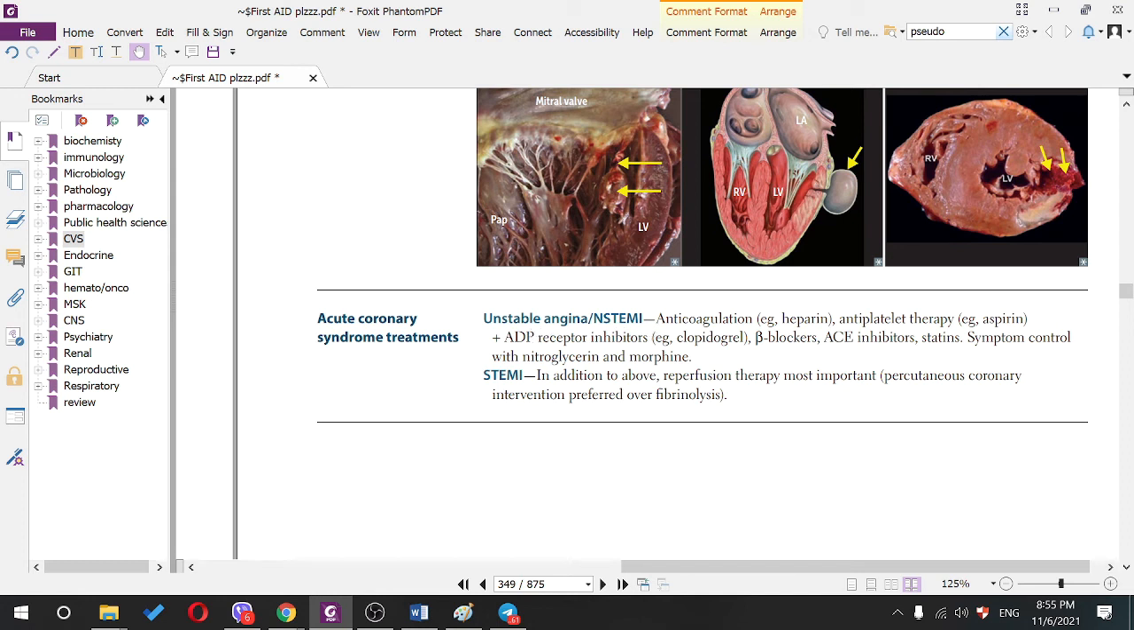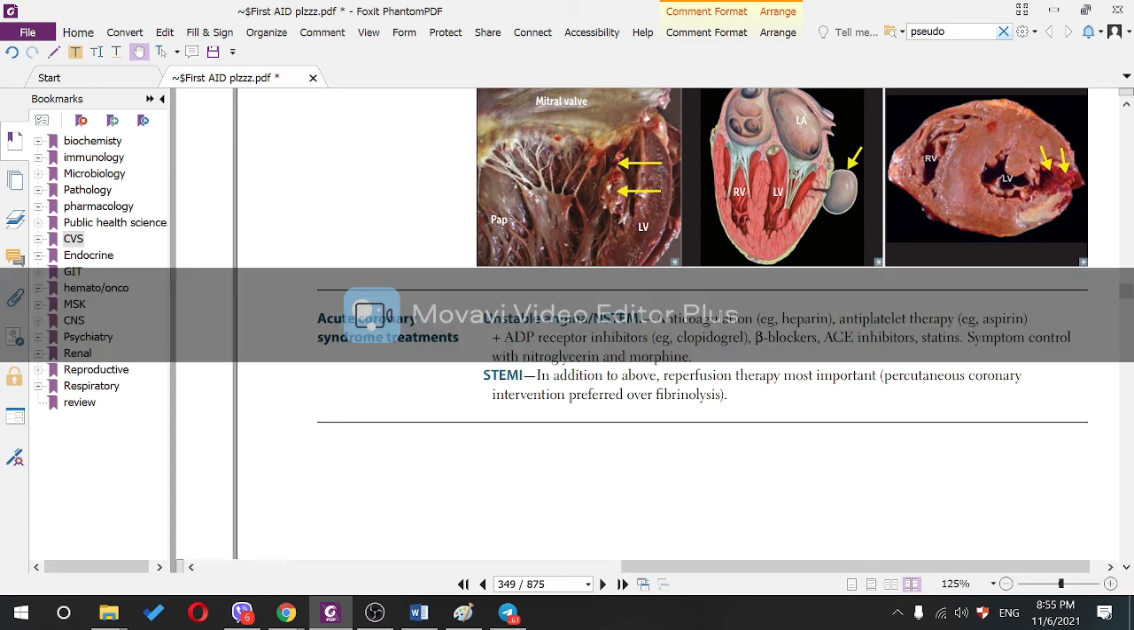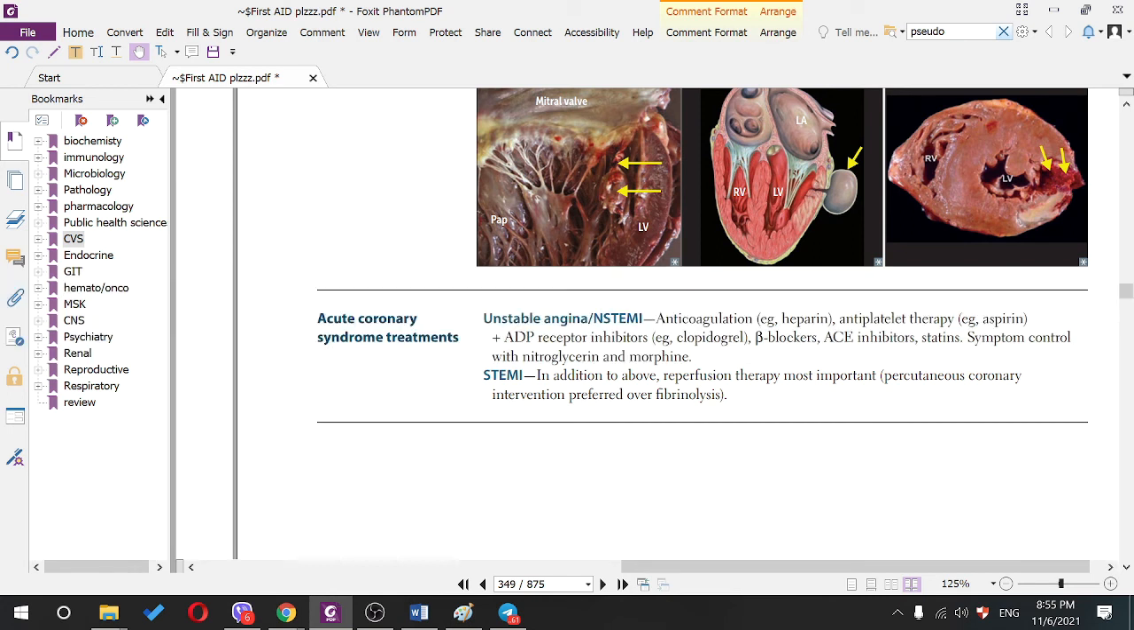So non-STEMI and STEMI. So what do I do in case of non-STEMI? Anticoagulant like heparin, antiplatelet drug like aspirin, ADP receptor inhibitor like clopidogrel, and sometimes we give both of them. They have two different mechanisms of action, but they have synergism, which means when you give the two drugs, the sum effect is higher than giving either of them alone.